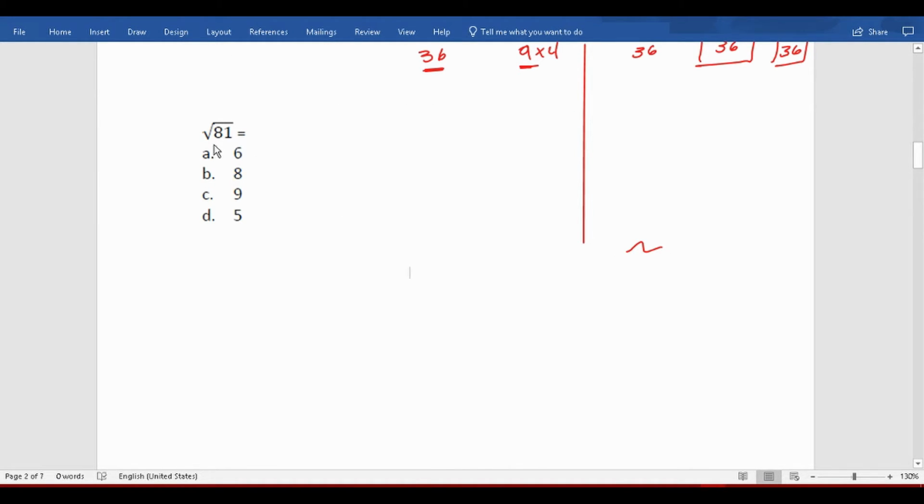This question is asking you to find the square root of 81. The square root is basically asking you to find two numbers that multiply by themselves to get this number. So 6 times 6 is 36. That's not 81, so that's not an answer choice. 8 times 8 is 64, so we know that's not an answer choice. 5 times 5 is 25, so we know that's not an answer choice. And 9 times 9 is 81, so we know 9, our C, is the square root of 81. Pretty simple problem there.